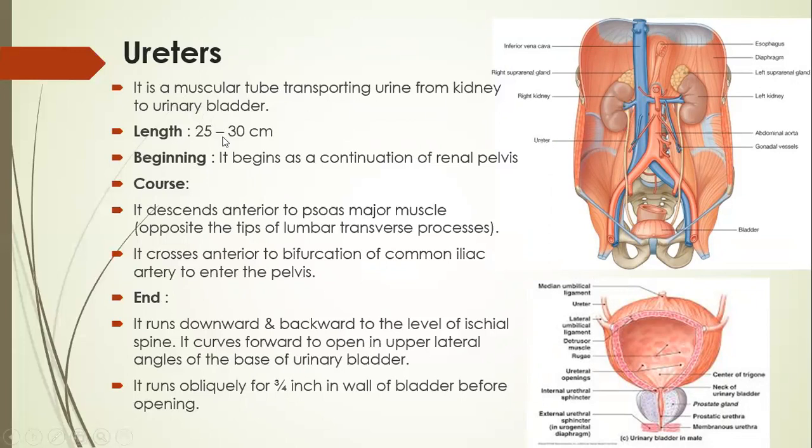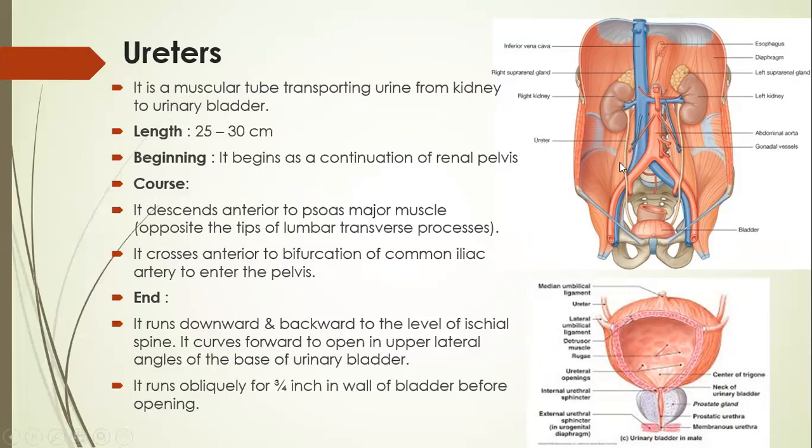The length is almost 25 to 30 centimeters. They are very long tubes. They begin at the continuation of the renal pelvis. So this is the renal pelvis, which divides, as we have already seen, into major calyx and minor calyx. From there, it continues as the ureter. So the beginning of the ureter is from the renal pelvis. In its course, it descends anterior to the psoas major muscle.